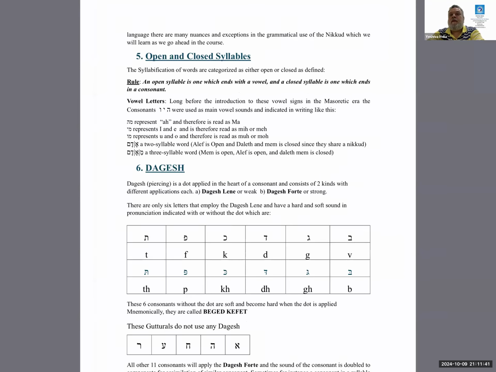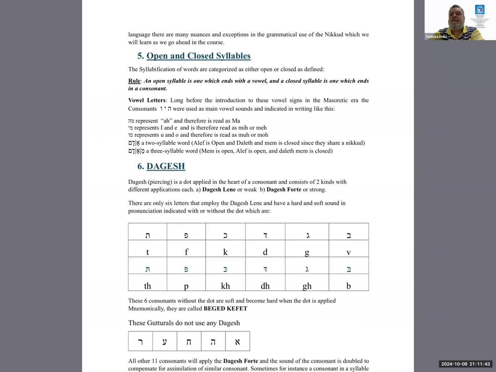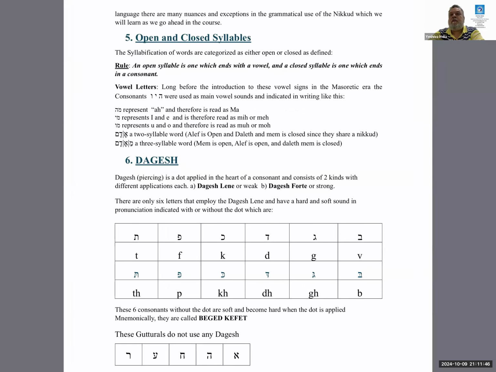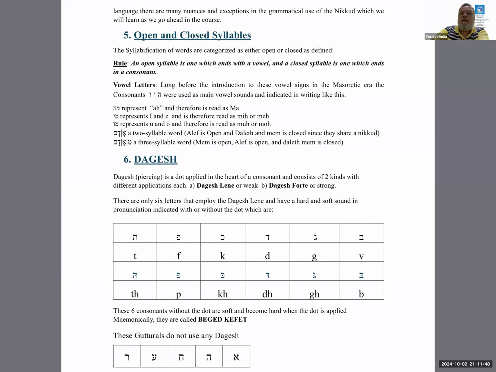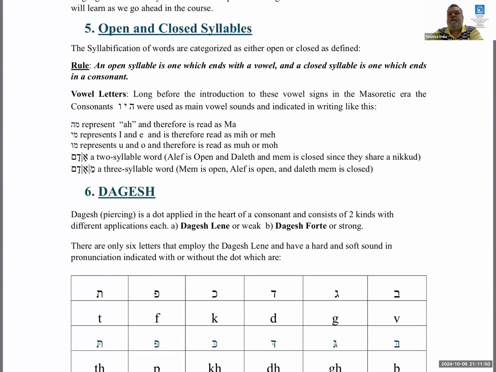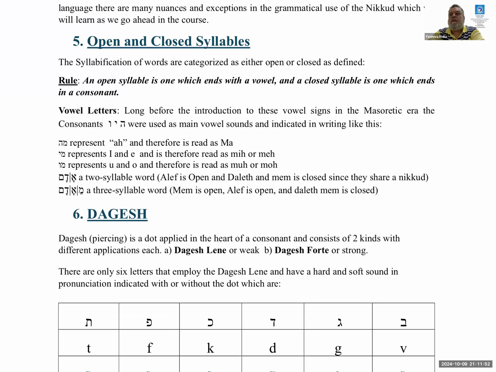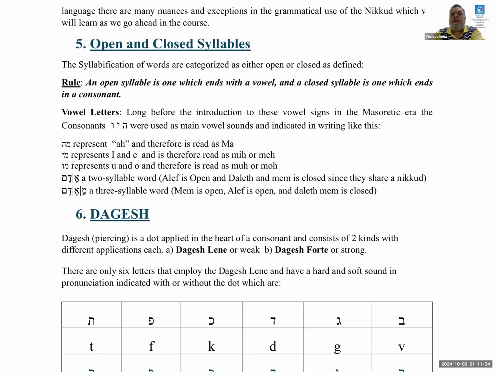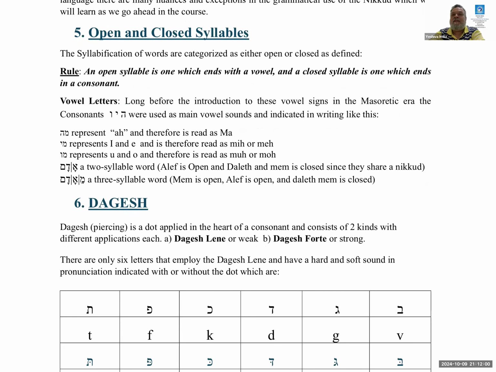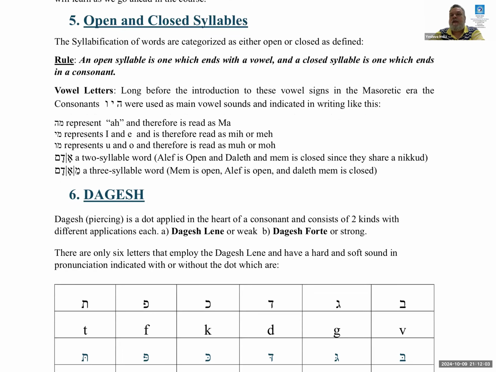Like in any other language, there are nuances and exceptions in the grammatical use of nikud, which we will learn as we go ahead in the course. Then we learned about syllables, right? The rules for syllables. The syllabification of words is categorized as either open or closed. An open syllable is one which ends with a vowel, and a closed syllable is one which ends in a consonant.